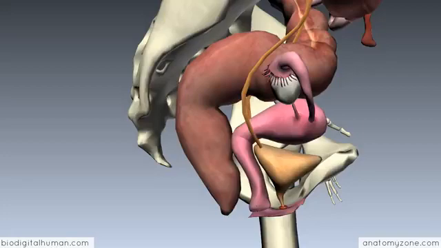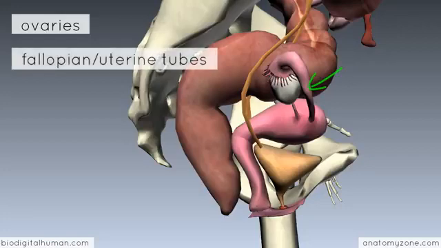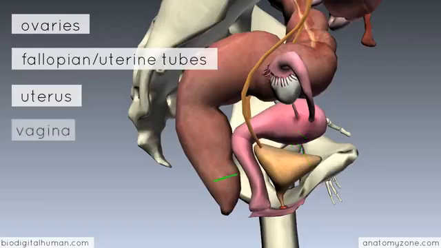So the main parts that I'm going to talk about are the ovaries, which are the primary female sex organ, and then you've got the fallopian tubes, or the uterine tubes as they're also known, which connect to the uterus, which is this muscular sac, which is where the embryo develops into a fetus, which develops into a baby. And then you've got the vagina, which opens up in the perineum.